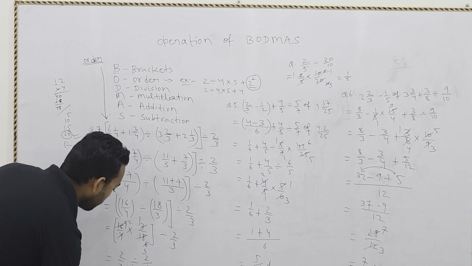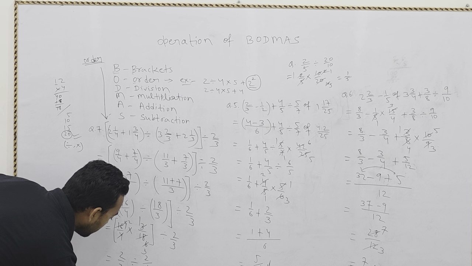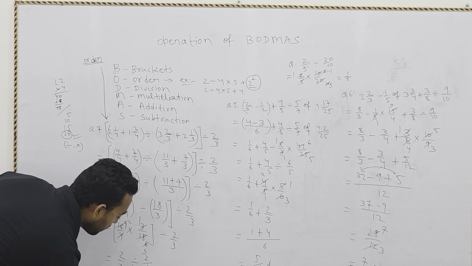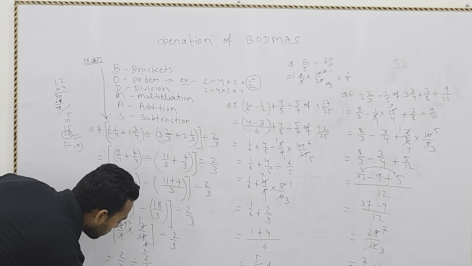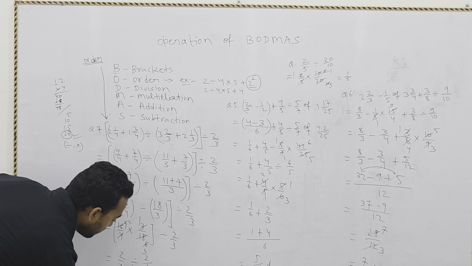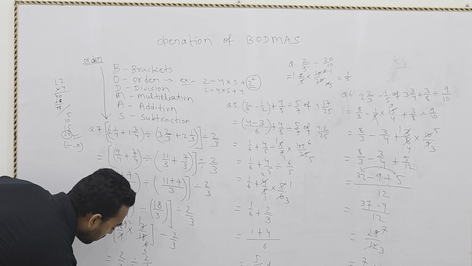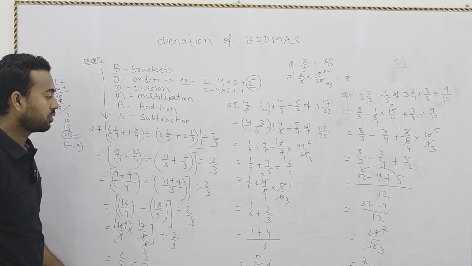So again what we have to do: this division is converted into multiplication and the denominator will come in the numerator portion. So 3 by 2, 3 and 3 cancel out, 2 and 2 cancel out. So what will be the answer? 1 will be the correct answer for this question.